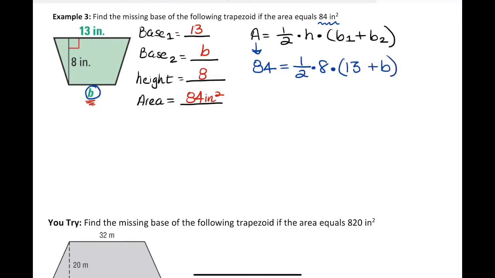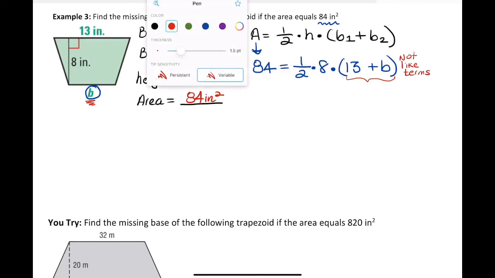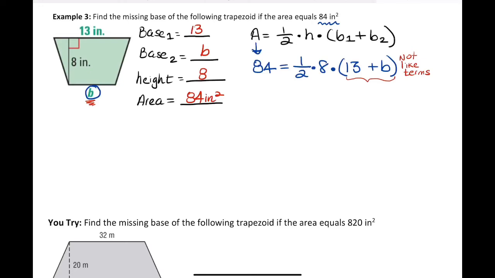On the previous problems, we were able to just jump right into order of operations and work on the parentheses first. But here, I don't know if you notice anything about the parentheses. If you were to try to work out the parentheses, 13 plus b, well, those aren't like terms. All right, so what does that mean? It does not mean we're done with this problem, but it does mean that we have to go about this using a different approach.